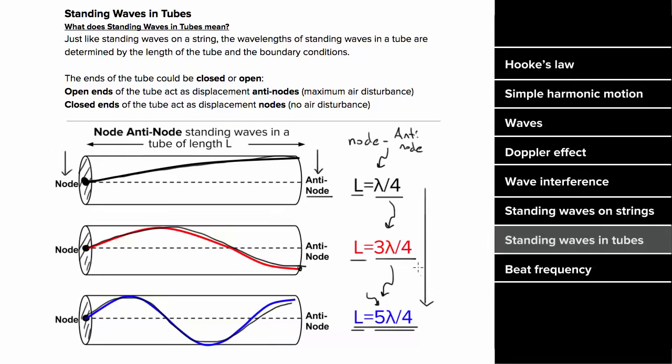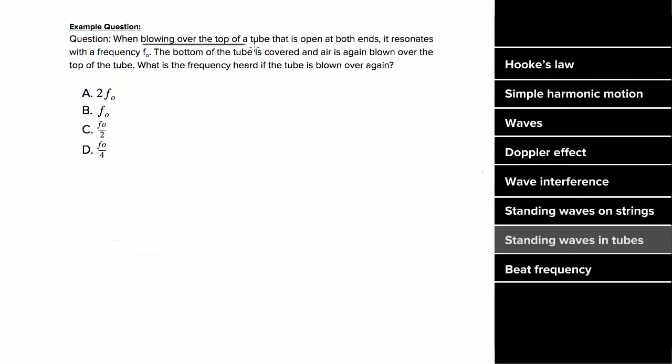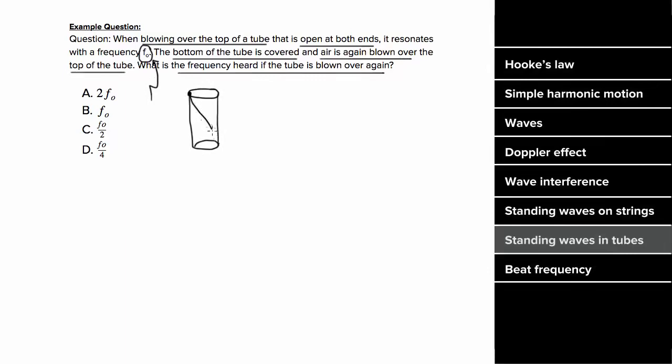So what would an example problem involving standing waves in tubes look like? Let's say you blow over the top of a tube that's open at both ends and it resonates with a frequency f0. If the bottom of the tube is then covered and air is again blown over the top of the tube, what frequency would be heard relative to the frequency heard when both ends were open? Well, when both ends are open, we know the standing wave is going to be an antinode to antinode, which is 1/2 of a wavelength, which would equal the length of that tube. So the wavelength would be 2 times the length of the tube.